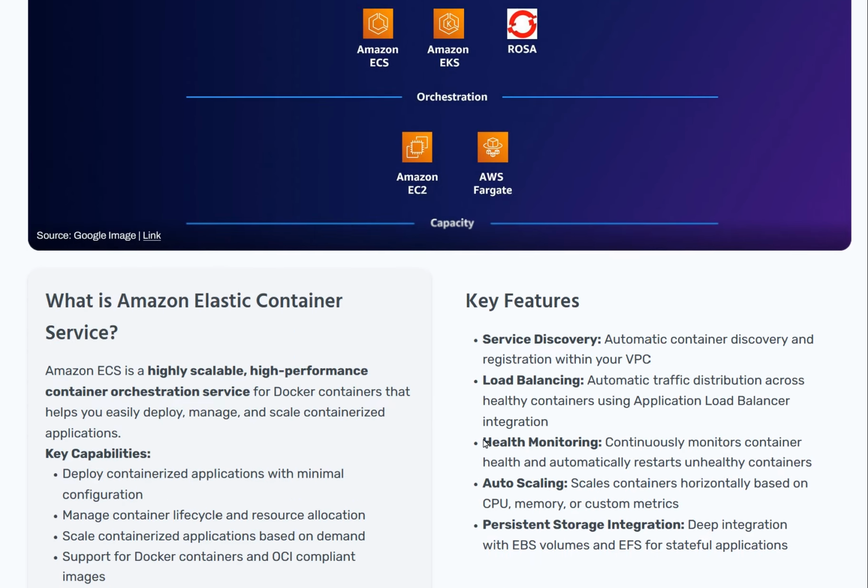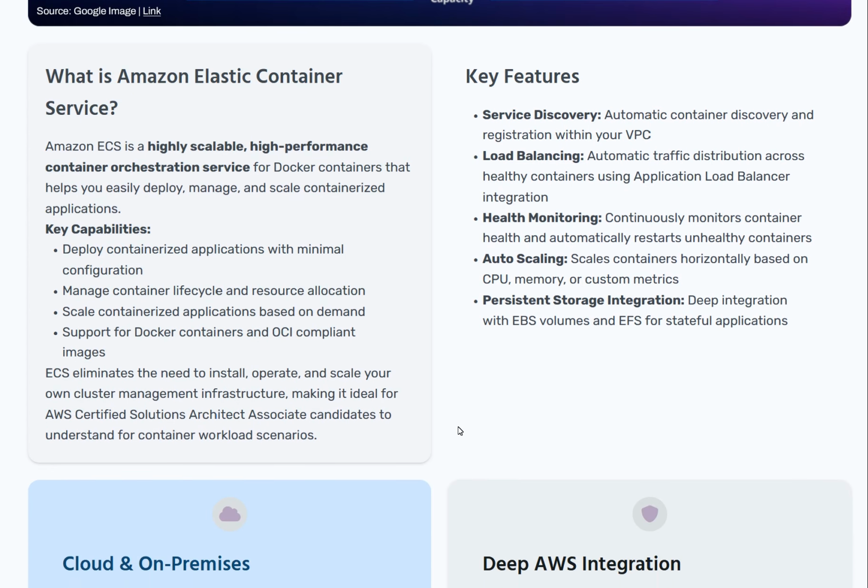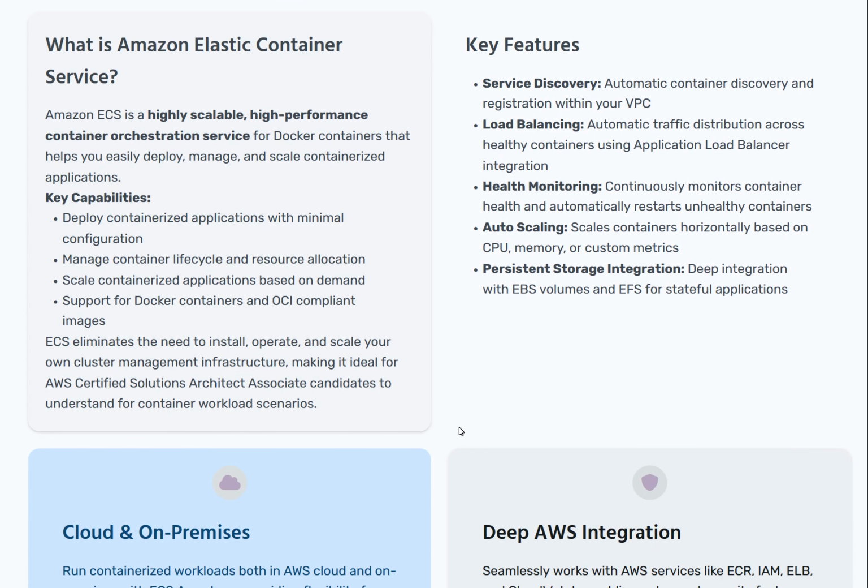So let's talk about what is Amazon Elastic Container Service, right? So it's a container service. This is what we're going to discuss more. So ECS is a highly scalable, high performance container orchestration service. So we know what a container is. Now this is a container orchestration service. It's a service with the facilities for Docker containers.